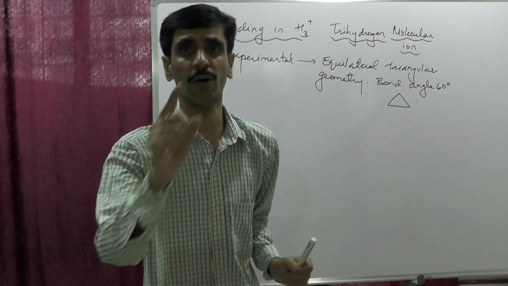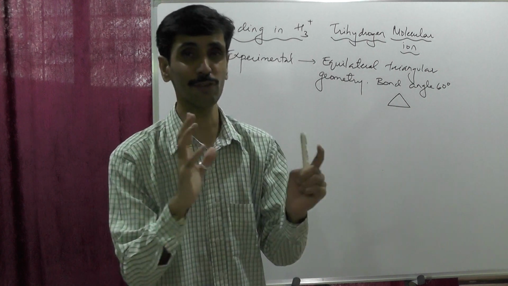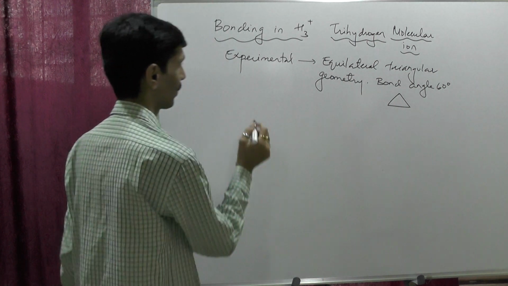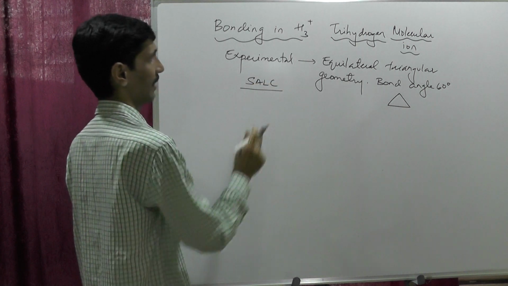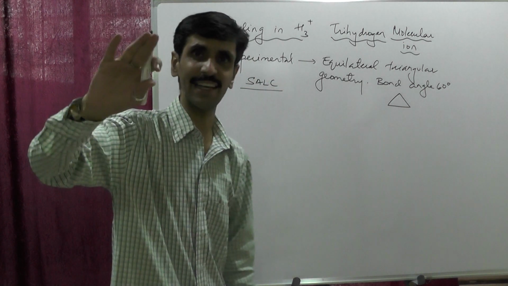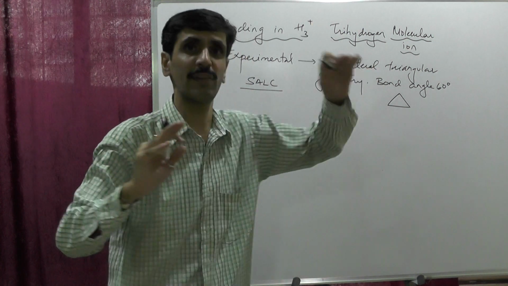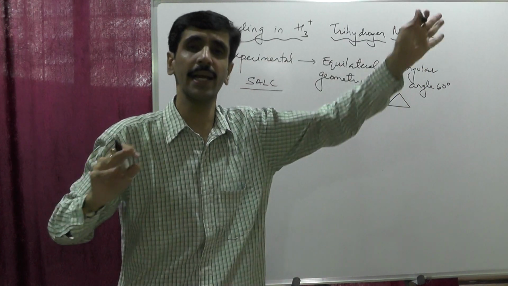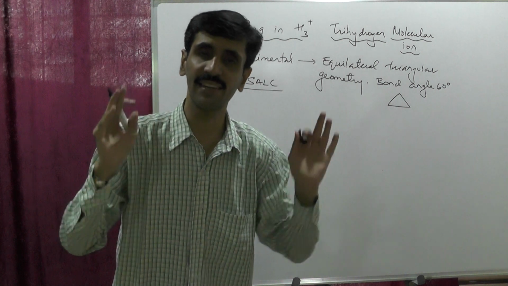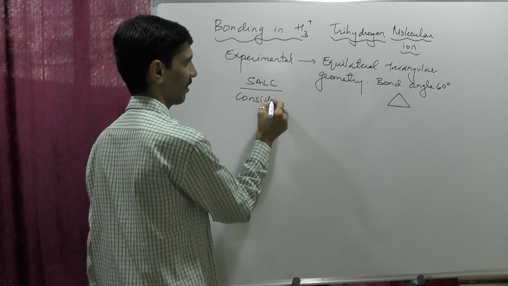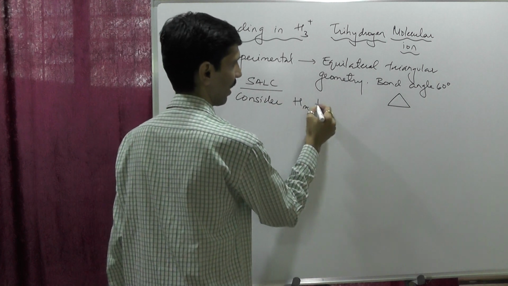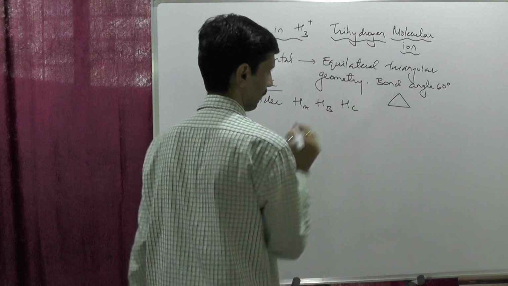Alright, so let us start now on the basis of SALC how this bonding can be explained. So what we do is, on the basis of the SALC theory, let us assume that the 3 hydrogen, initially let us ignore the charge, that is a positive charge, that we'll look into later part. Okay, पहले हम सिर्फ 3 hydrogen atoms consider करेंगे. So let us consider the 3 hydrogen atoms as HA, HB as well as HC.